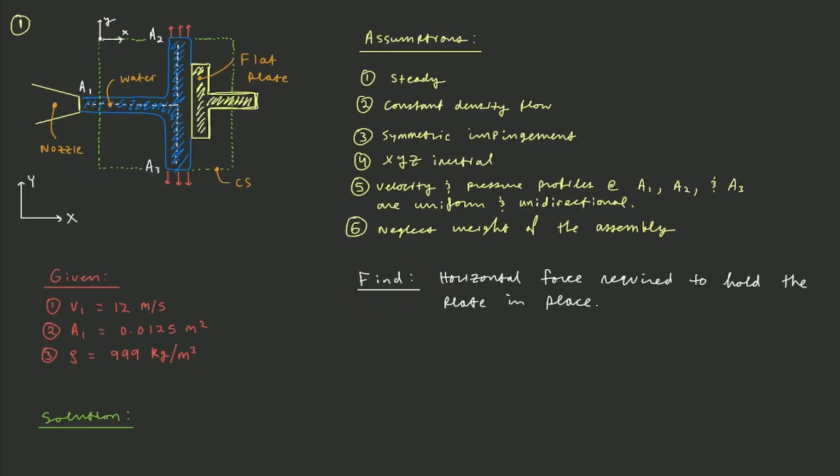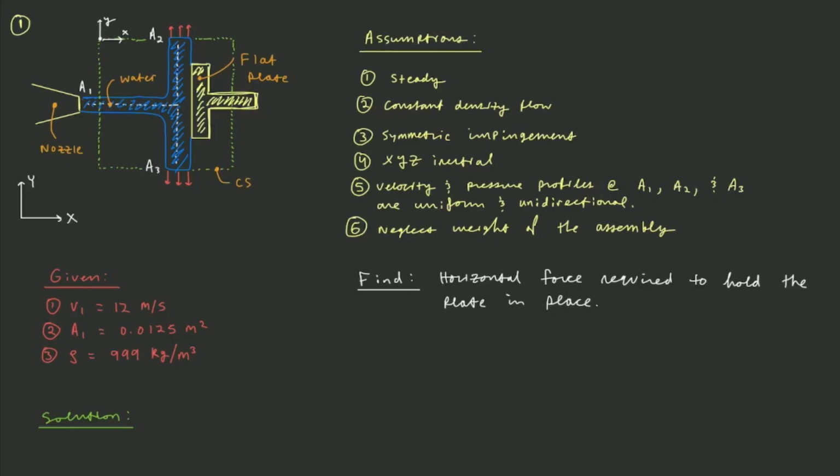So what we need to do is find the horizontal force required to hold the plate in place. As we shoot this stream of water at this flat plate, the water is going to want to induce motion in the flat plate in the direction of the stream of water from A1. We need a horizontal force to keep that flat plate in place to bear against the momentum of that jet, and we need to determine what that horizontal force required is.